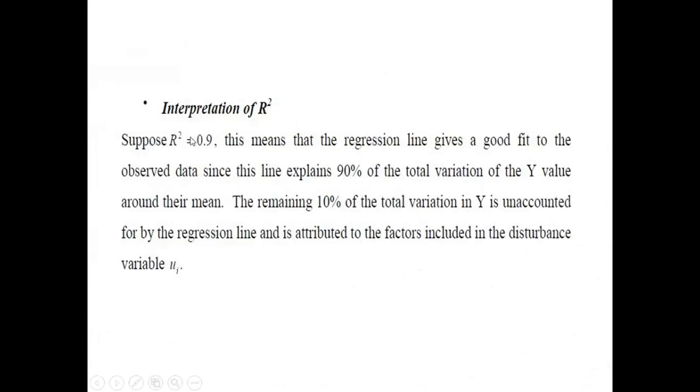So for the interpretation, for example here, our R square is 0.9. This means that the regression line gives a good fit to the observed data, since the line explains 90% of the total variation of y around its mean.